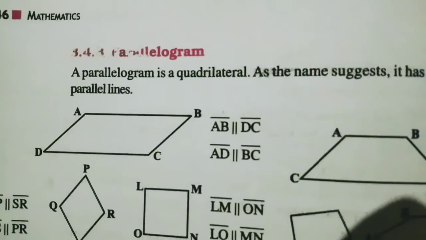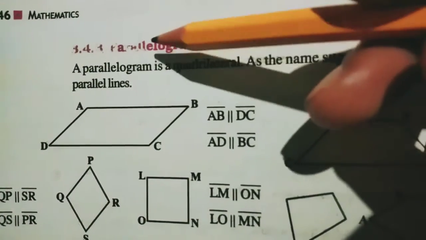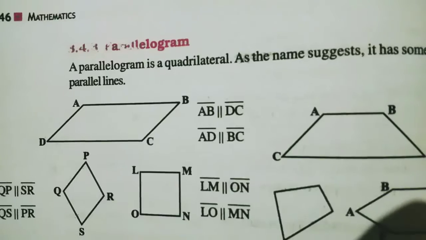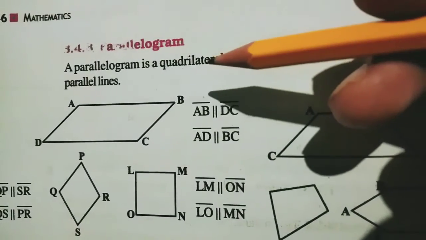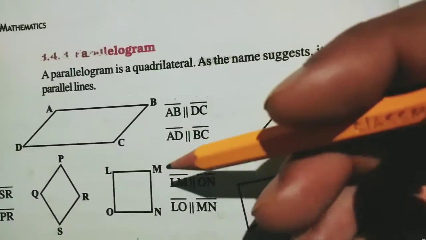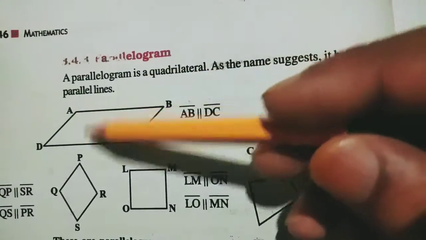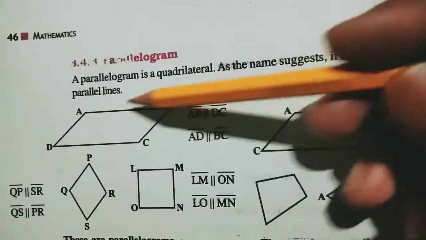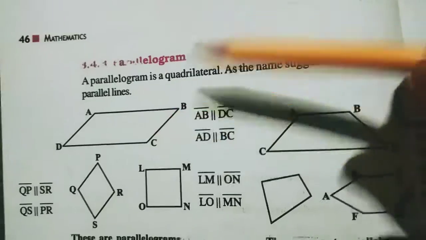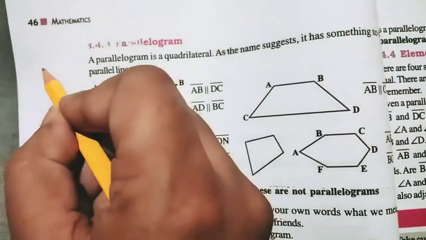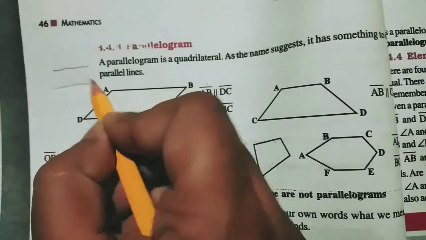Now go to the next page. In the next page it is given parallelogram. Okay, it is a printing mistake here. What is a parallelogram? A parallelogram is also a quadrilateral, because it has four sides. You can see it is a quadrilateral. It looks like a rectangle, but it is a slanting rectangle. A rectangle is like this. This is a rectangle.